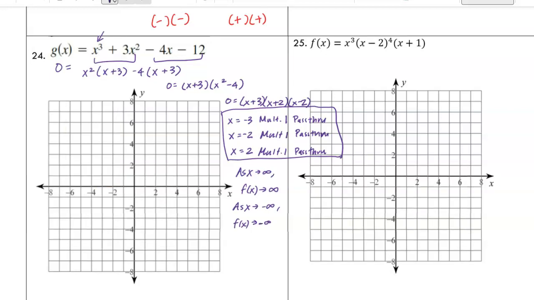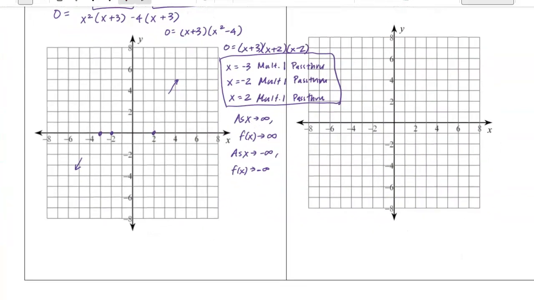Okay. And so I can take the negative 3, pass through, negative 2, pass through, positive 2, pass through. I know the end behavior is going to look like that and that. But once again, if you want to be sure, you can draw a sign diagram. Negative 3, negative 2, and 2.